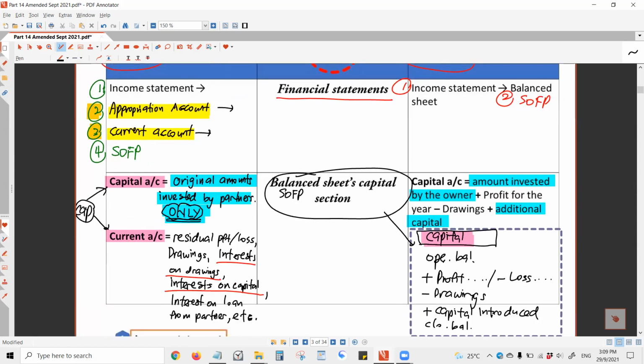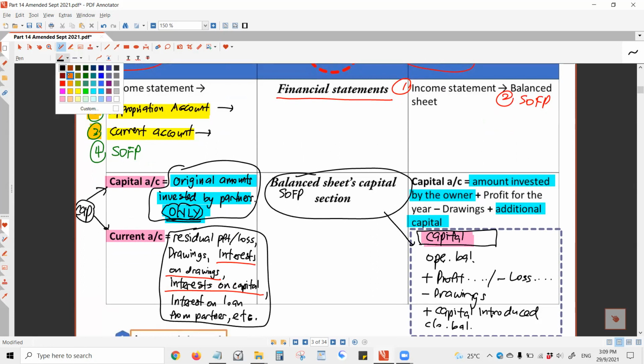So you can see for partnership, all the original amount invested, we put aside and call it the capital account, while all other things we put into the current account. So what is the reason? There's one more question that would be asked in the exam: why do you need to have a capital account for each partner?